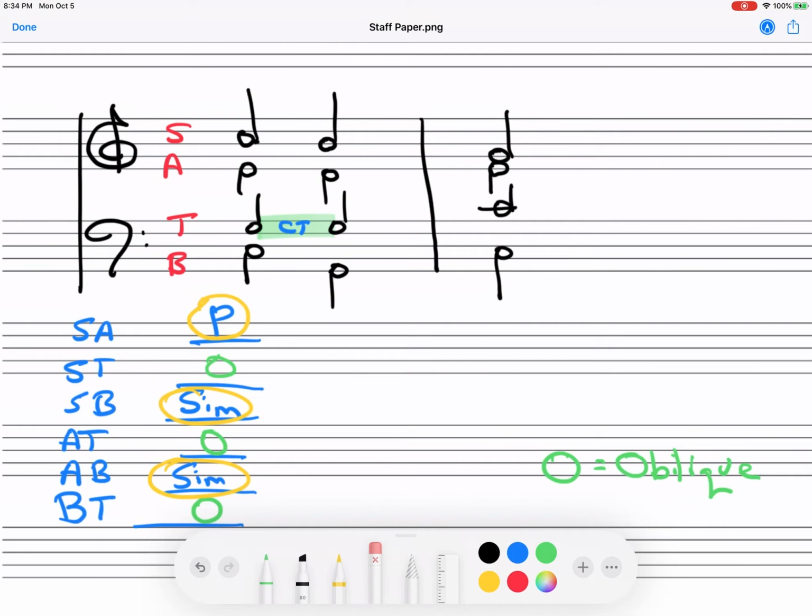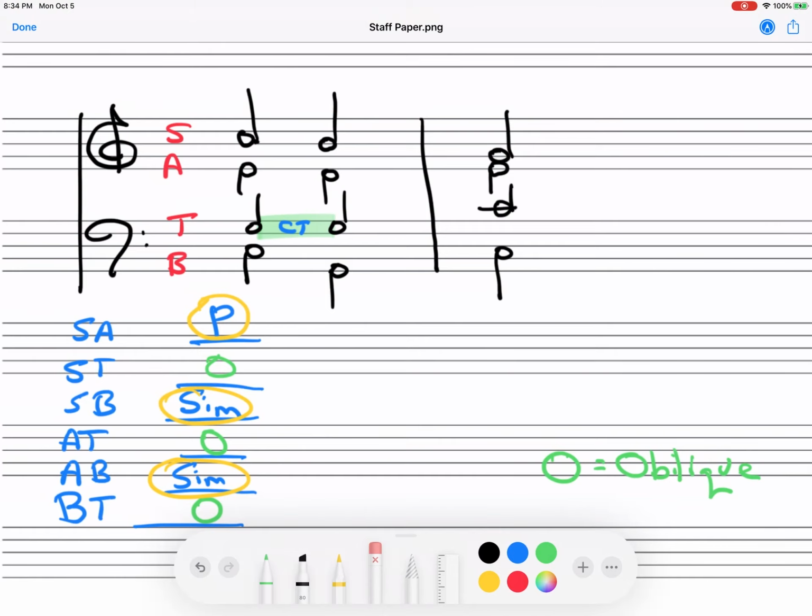We can hear those voices independently. What we want to avoid is a parallel fifth, like this. That would be bad. Or a parallel octave. Again, the reason for avoiding these is you want the voices to sound independent. You want to be able to hear the voices as individual parts.